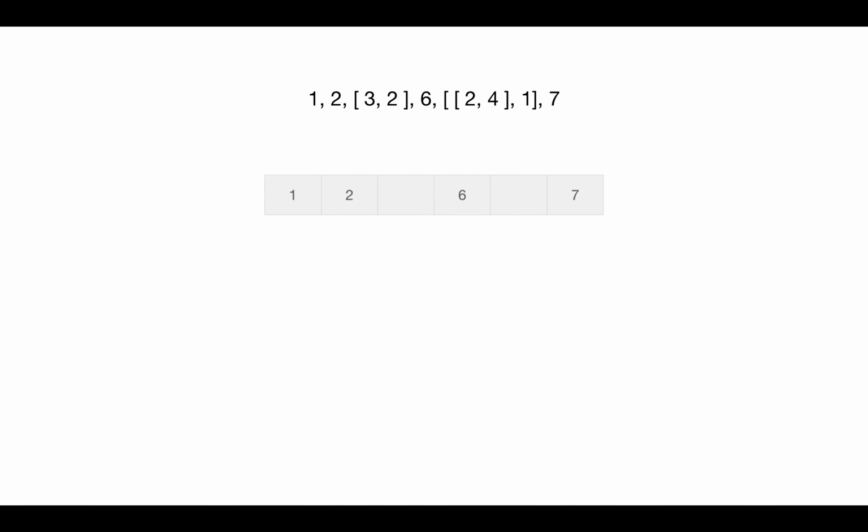Like at position 2, it has another array with elements 3 and 2, and at position 4, it has another special array with again an array and 1 as its elements. So now let's discuss what the problem statement wants us to solve. You need to calculate the sum of all the elements and multiply with the depth of the array.